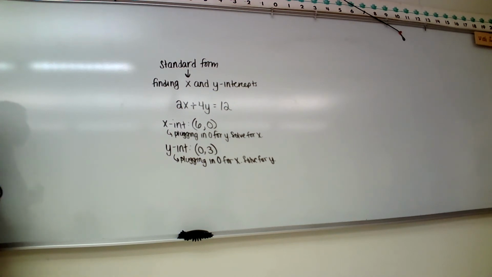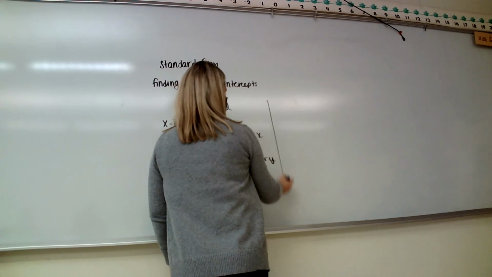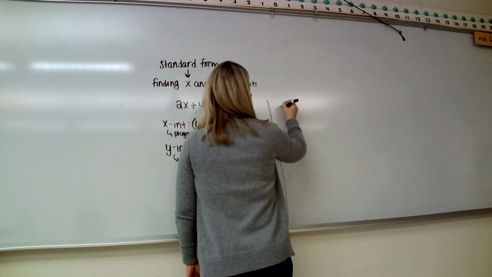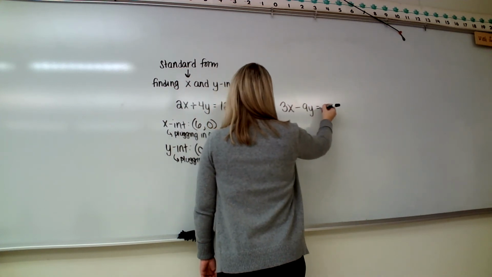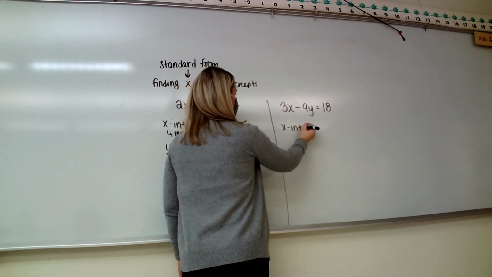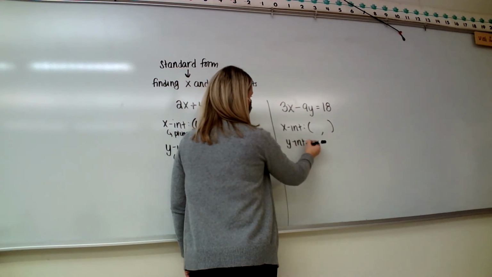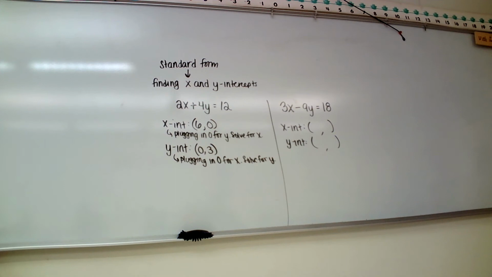So I'm going to have you guys try one. Because once again, the work isn't really hard. If I gave you this equation, what's the x-intercept as a point, and what's the y-intercept as a point? Okay, take a second right now. 3x minus 9y equals 18.